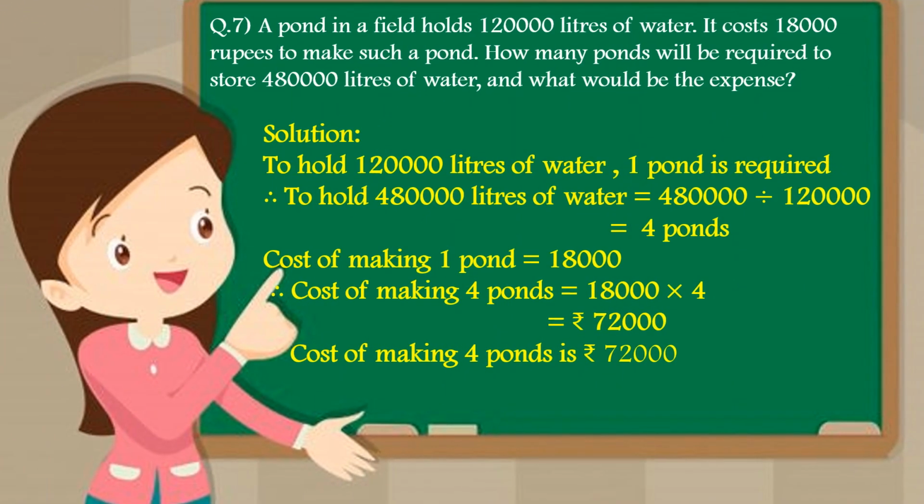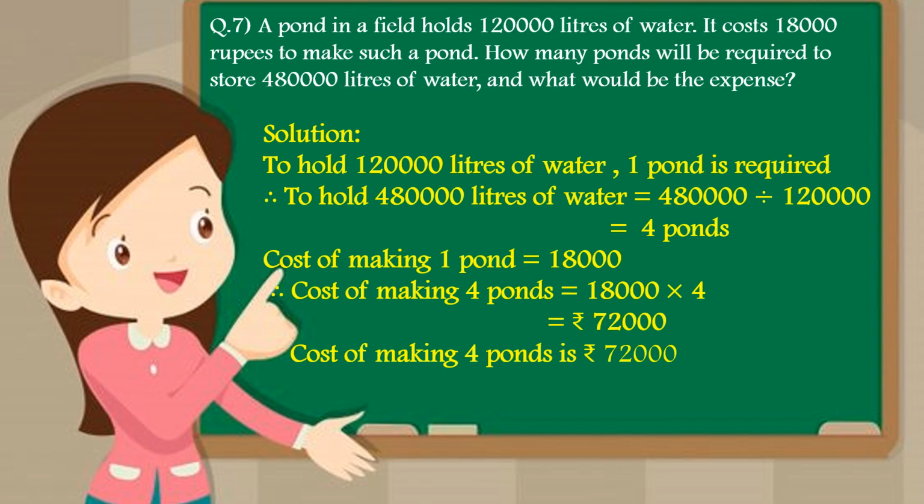Coming to the last question of the lesson. Seventh one, a pond in a field holds 1,20,000 liters of water. Okay, it costs 18,000 rupees to make such a pond. For making a pond, one pond, it is 18,000 rupees. How many ponds will be required to store 4,80,000 liters of water?